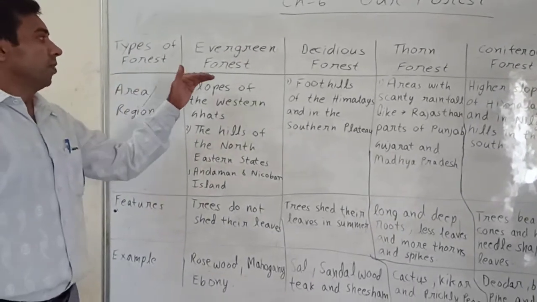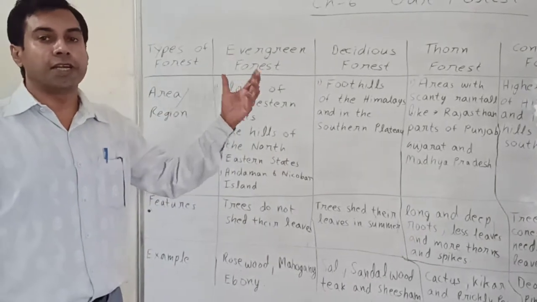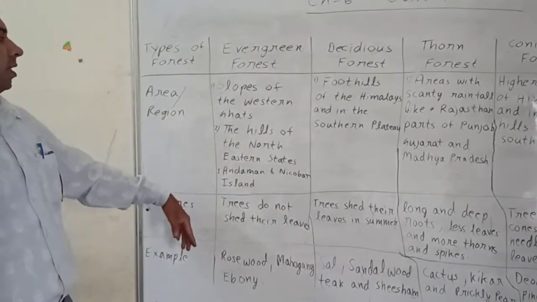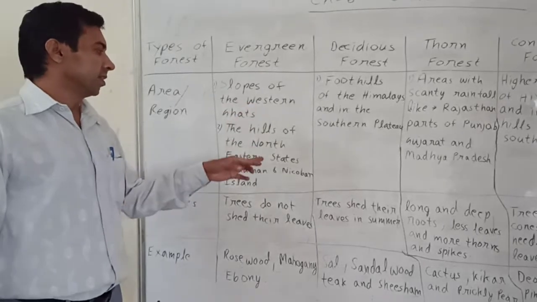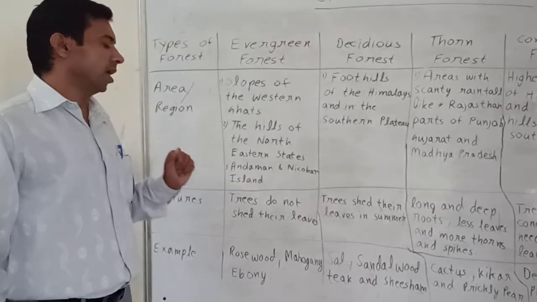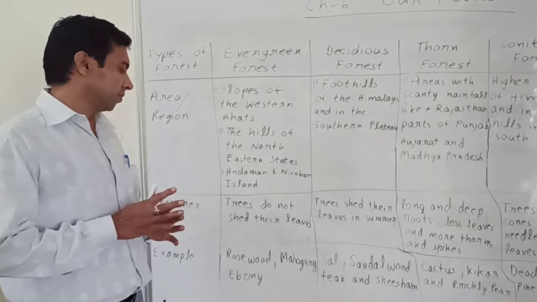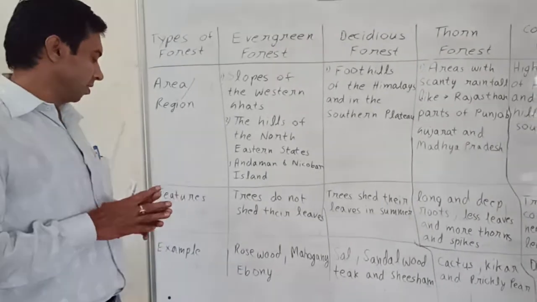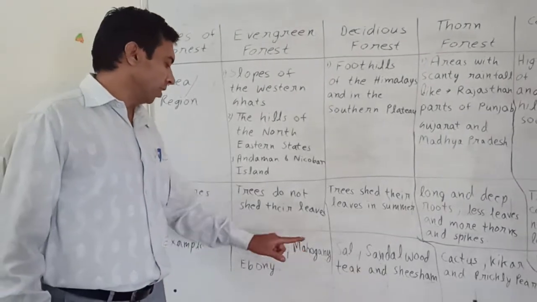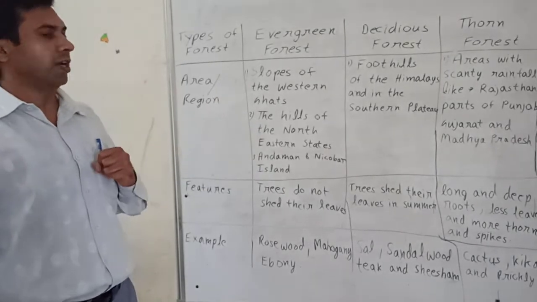Student, evergreen forest is also known as tropical forest. It is also known as rainforest. Now the region where it is found: the slopes of the Western Ghats, the hills of the northeastern states, Andaman and Nicobar Islands. Features: trees do not shed their leaves throughout the year. Common trees found here are rosewood, mahogany, ebony.